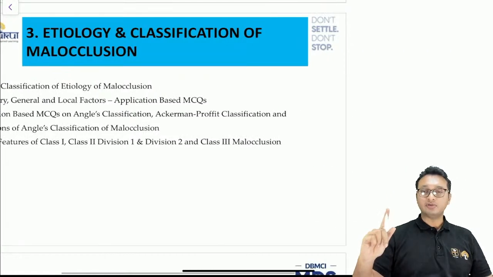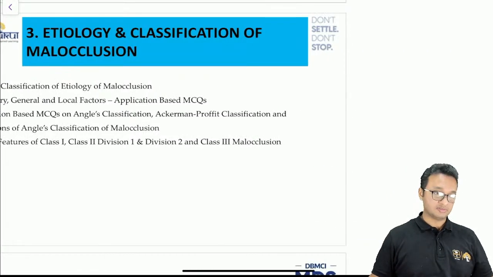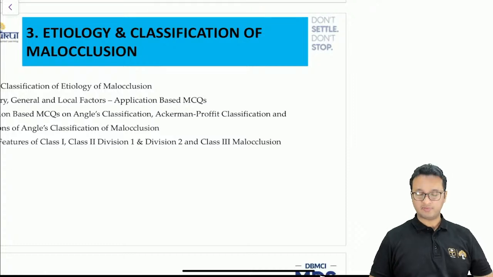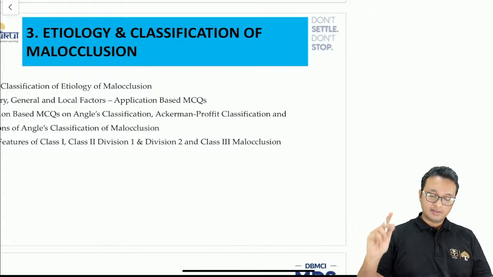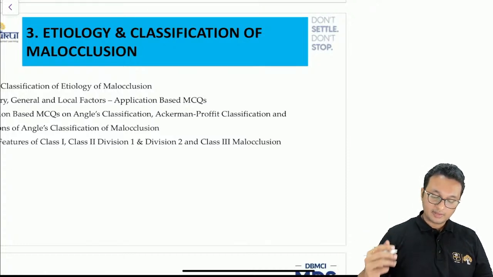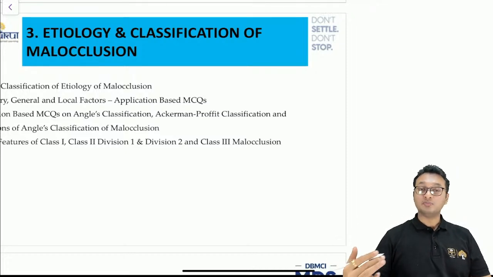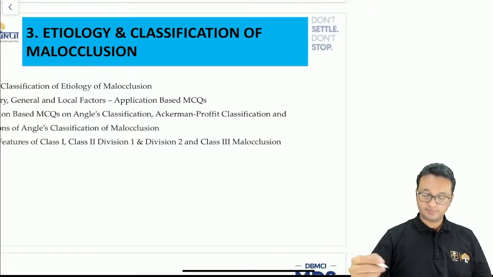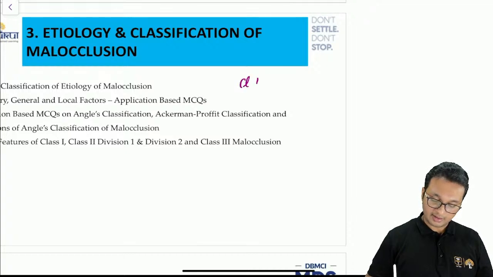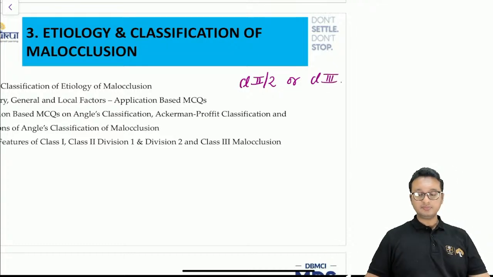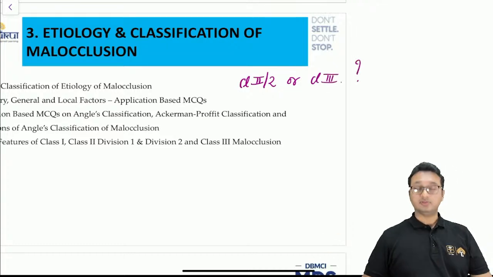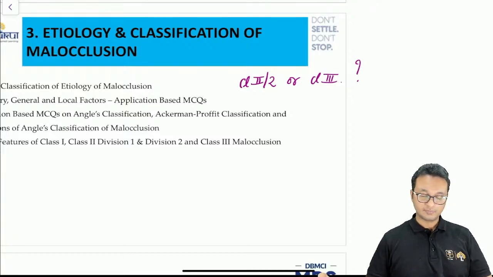Now, one doubt I was asked by certain students maybe a few months back, if I remember correctly. The doubt was, which type of malocclusion has more genetic predisposition, whether it is class 2 division 2 or class 3 malocclusion. This was the most prevalent doubt I've encountered so far, and rightly so.